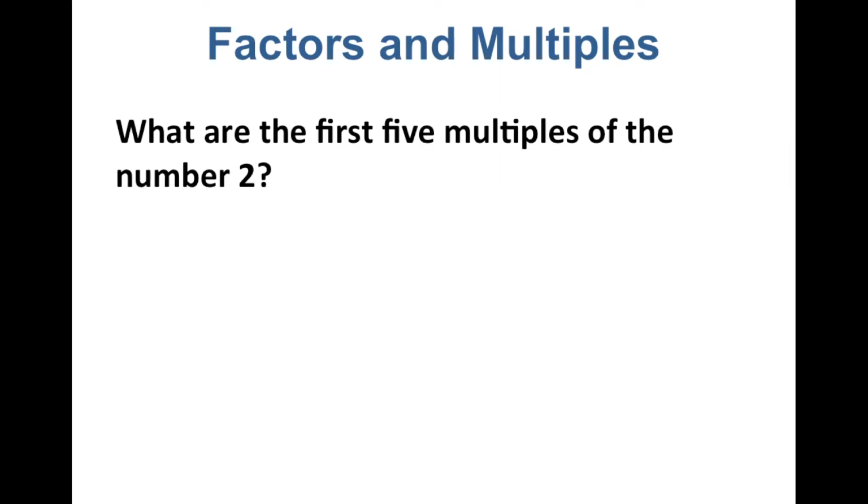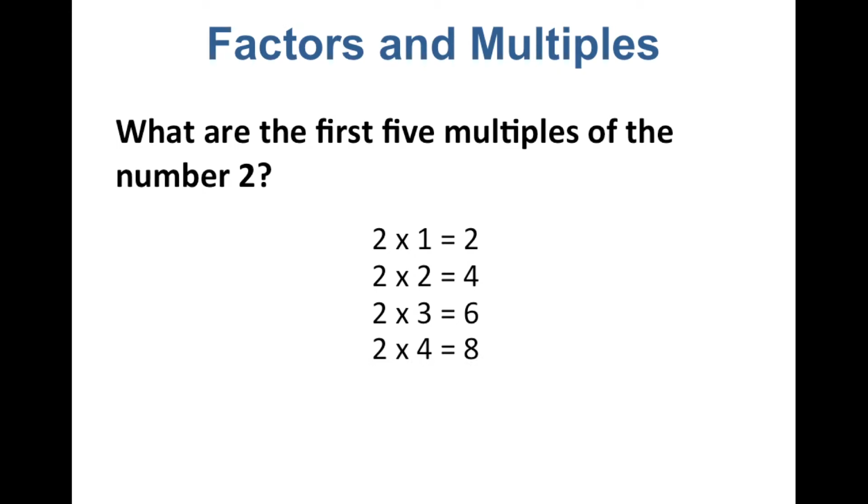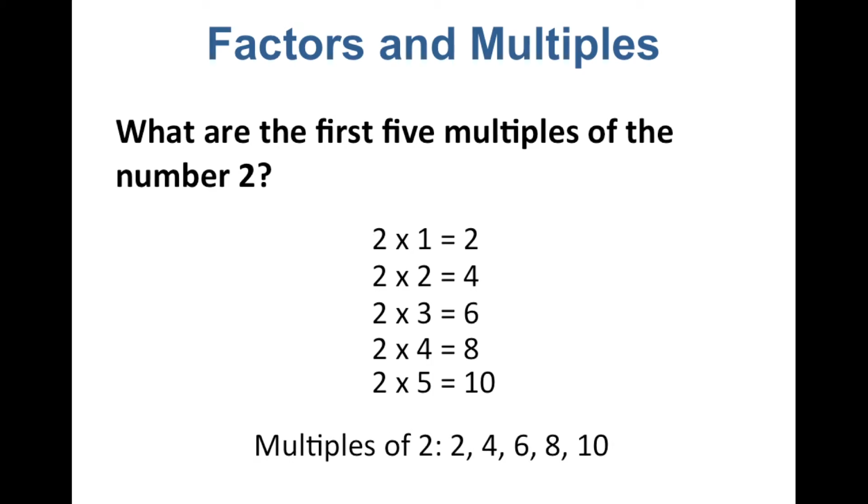So let's think about what the first five multiples of the number 2 would be. We just simply work our way through the counting numbers. We take 2 times 1 to get 2. 2 times 2 would give us 4. 2 times 3 would be 6. 2 times 4 would be 8. And 2 times 5 would be 10. So the first 5 multiples of 2 that we found are 2, 4, 6, 8, and 10.